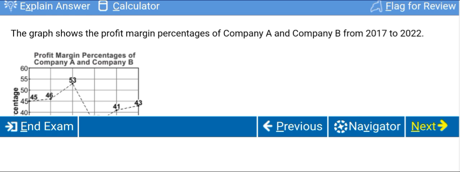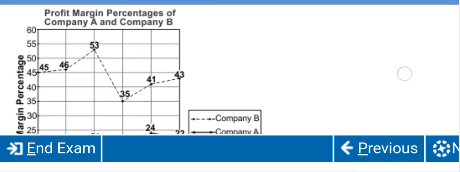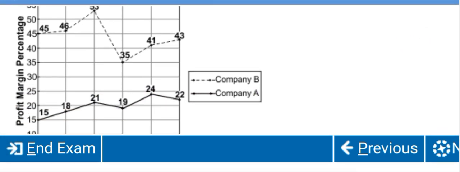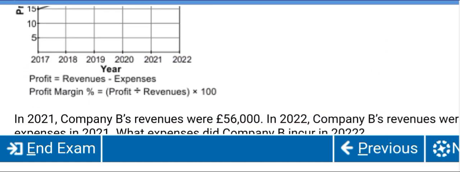Next question is, the graph shows the profit margin percentages of company A and company B from 2017 to 22. So here we have the profit margin percentages of company A and company B. Profit equals revenues minus expenses. Profit margin percentage equals profit divided by revenues multiplied by 100.